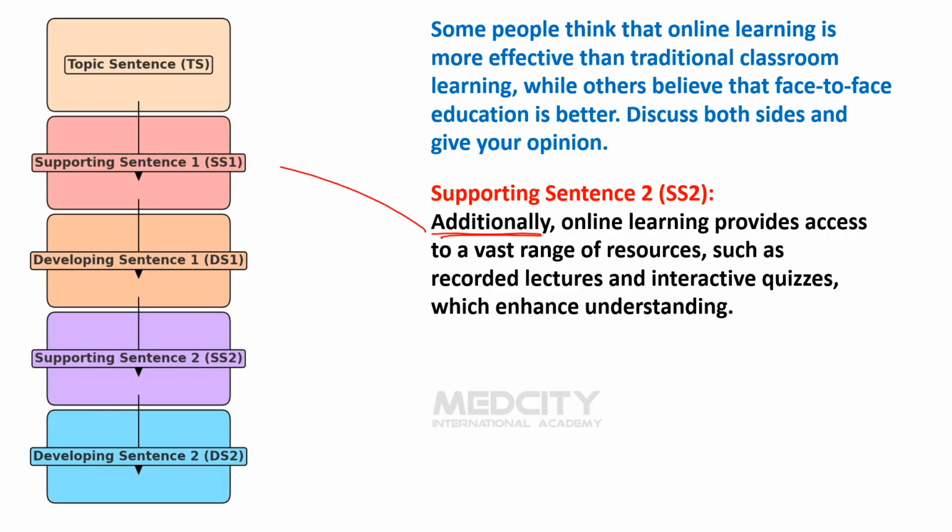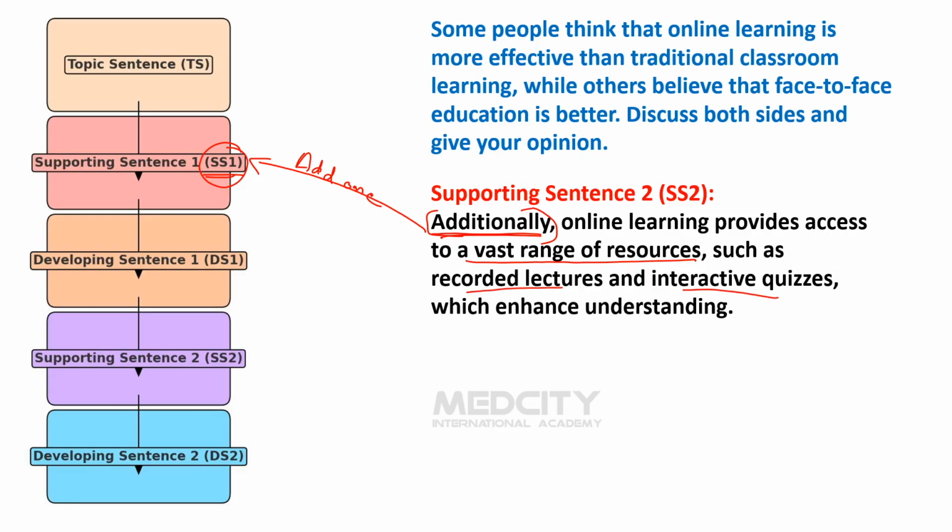You've already provided an idea or justification as a support to the central idea in supporting sentence 1. Now we are adding on one more idea to that. It's an add-on. So we start off by saying additionally, which means that we have not completed giving the justification. I'm adding on to that justification by providing a new idea. What is the new idea? Additionally, online learning provides access to a vast range of resources such as recorded lectures and interactive quizzes.